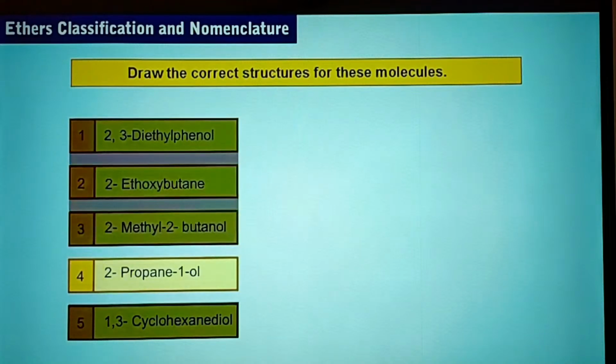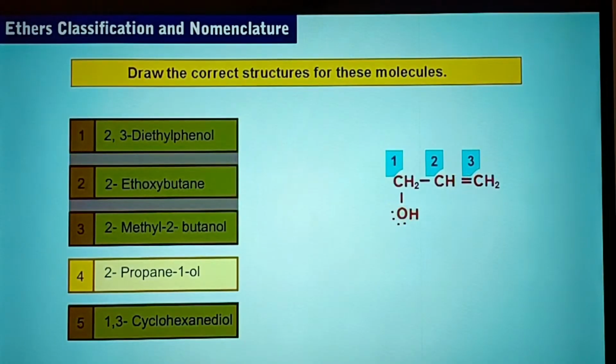Molecule 4 is 2-propen-1-ol. Start with the 3-carbon chain. Since it is a propane derivative, put a hydroxyl group on carbon 1. The double bond starts at carbon 2. The hydroxyl group outranks the double bond in IUPAC nomenclature.